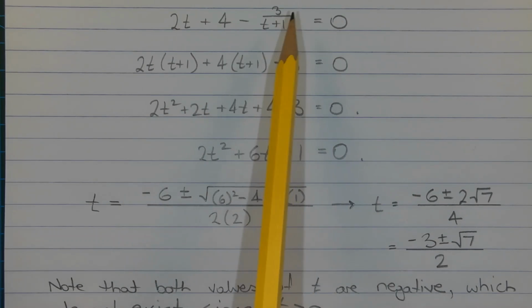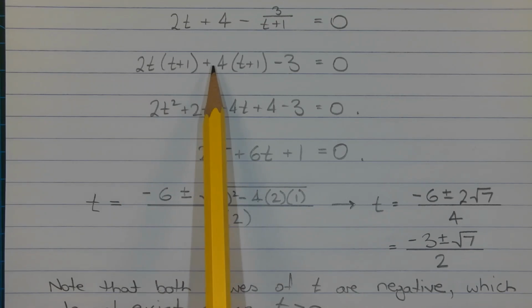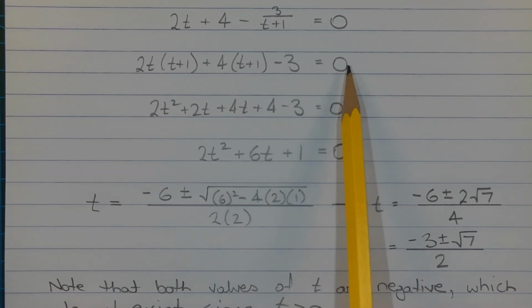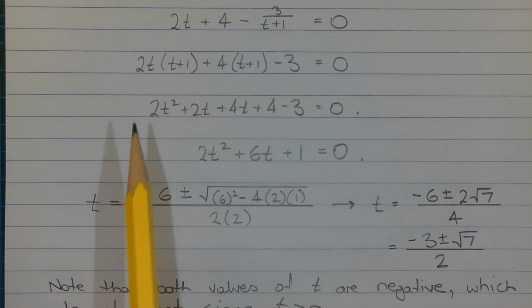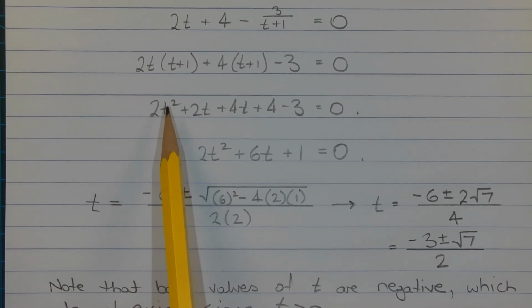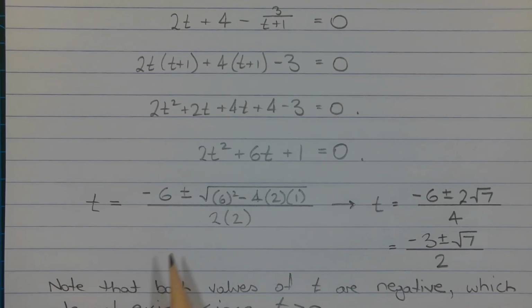Multiplying all terms by the denominator t plus 1, we get 2t times (t plus 1) in brackets plus 4 times (t plus 1) in brackets minus 3 equals 0. Expanding the brackets and collecting like terms here, we get 2t squared plus 2t plus 4t plus 4 minus 3 equals 0, which simplifies to 2t squared plus 6t plus 1 equals 0.